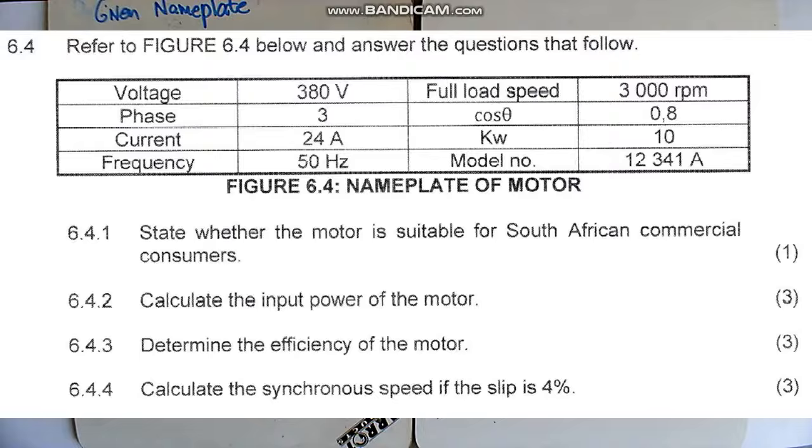Also, how we know our 3-phase in South Africa, our 3-phase is 380 volts. That is our 3-phase value in South Africa. Right, let's continue with the questions. Don't forget to write down the questions and then we can continue. Pause the video.